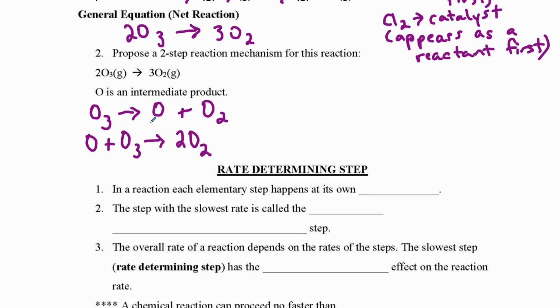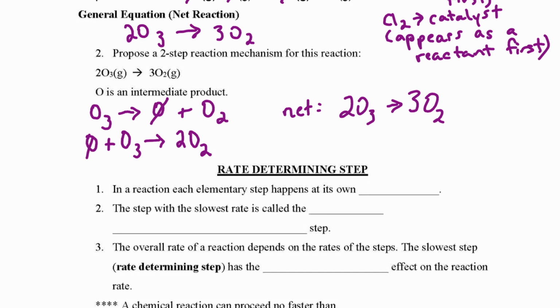So I can see then that O will cancel. And I'm just going to write the net over here. 2 O3s produces 3 O2s. So that's a little trickier to come up with the steps yourself. Generally with reaction mechanisms, you'll be given the steps and you just have to identify if there's a catalyst or intermediates and do the canceling and come up with the net.